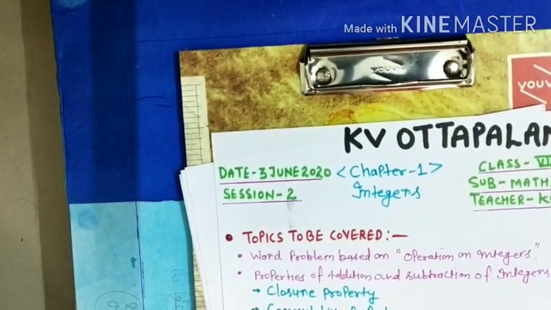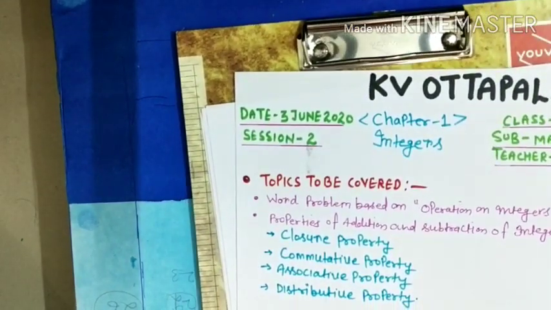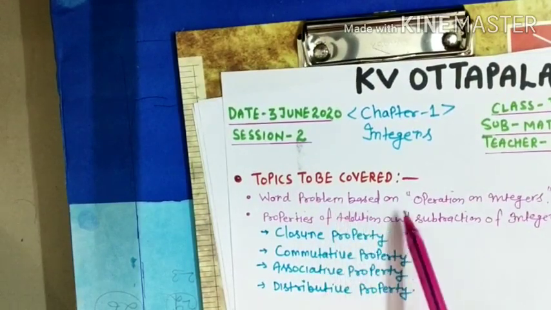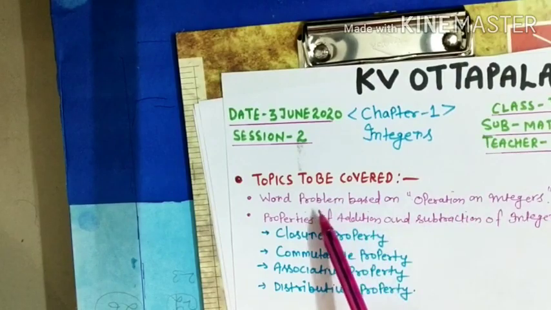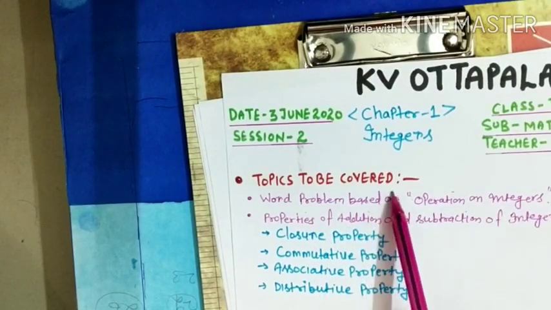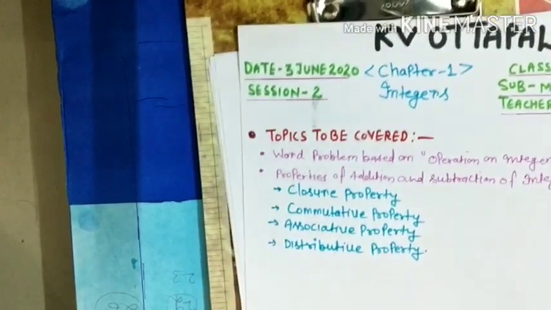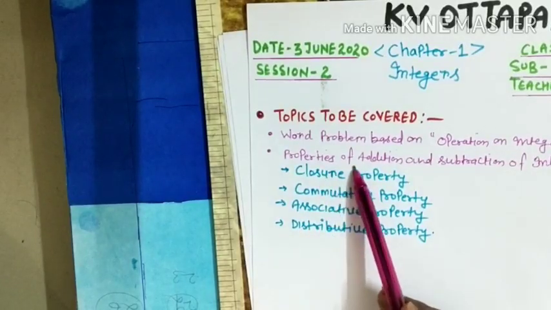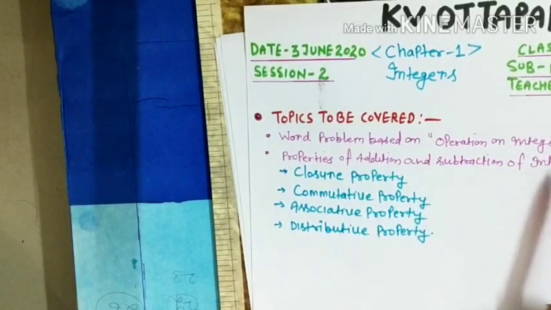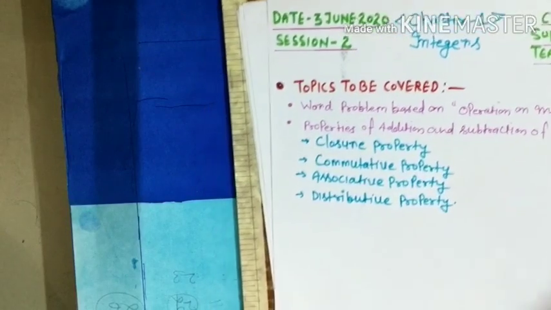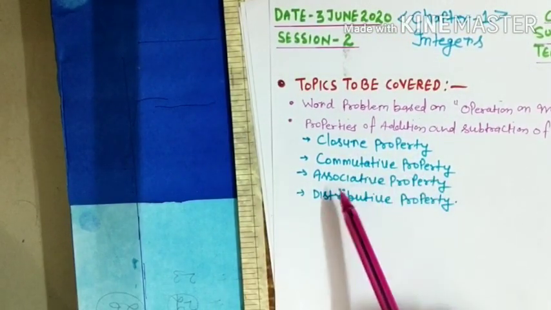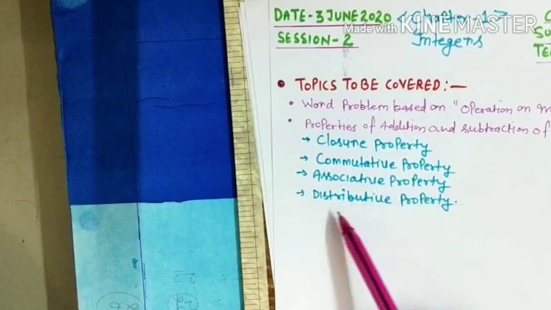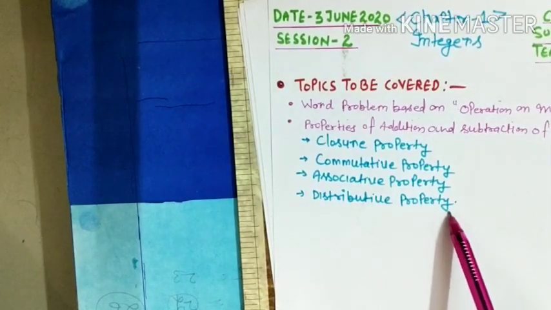Today, the topics to be covered are word problems based on operations on integers. We will do some word problems which are based on integers. Second one is properties of addition and subtraction of integers. First property is closure property, second is commutative property, third is associative property, fourth one is distributive property.